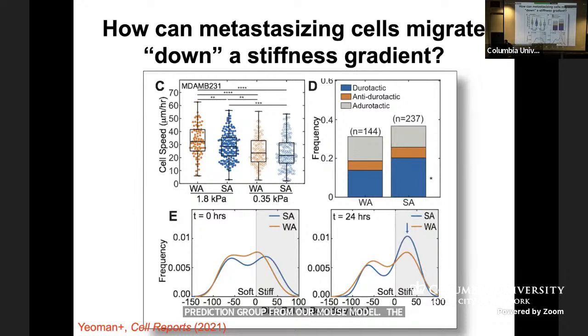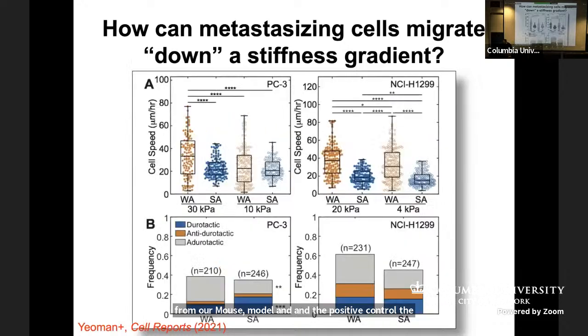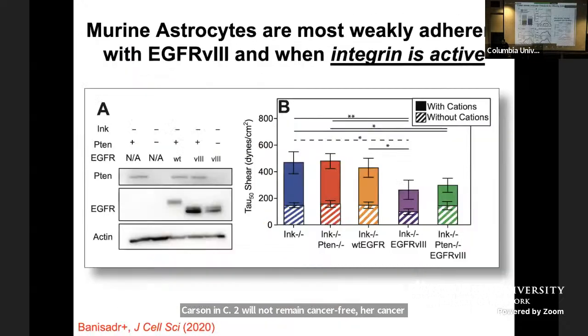I lied, I've got one more slide. Here, we did the same experiments, not just with an epithelial cell from breast cancer, but we also looked at lung carcinomas on the right-hand side and prostate cancer on the left-hand side. And again, we see a higher proportion of these cells are anti-durotactic or adurotactic, meaning that they migrate down the gradients or they oscillate back and forth, where the net migration of these cells tends to be that they move away from the tumor.